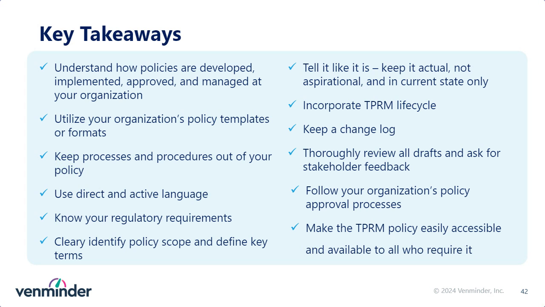Know your regulatory requirements and identify what is in scope for your policy, who has to follow it, and define your key terms. Always tell it like it is, right? No aspirational policies. We only say what it is that we actually do. Try and incorporate or follow that third-party risk management lifecycle, and keep a change log when you're making adjustments to existing policies. Make sure that all drafts are thoroughly reviewed and that you have gotten stakeholder feedback. And finally, make sure that the policy is accessible and available to everyone who needs it. And with that, we're going to wrap up. We're going to head back to Jessie for some more Q&A.